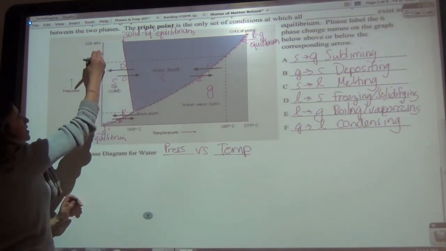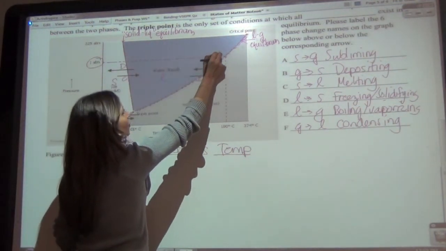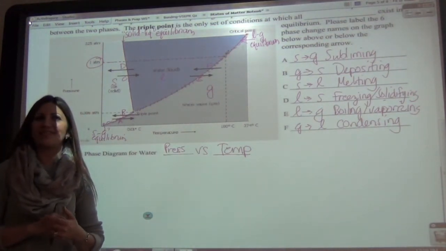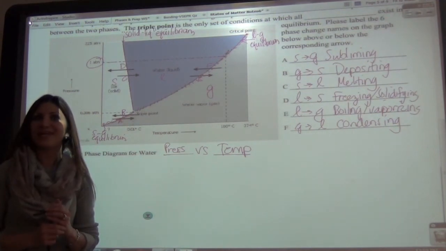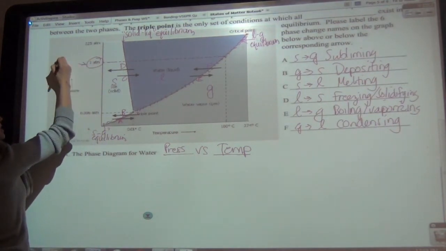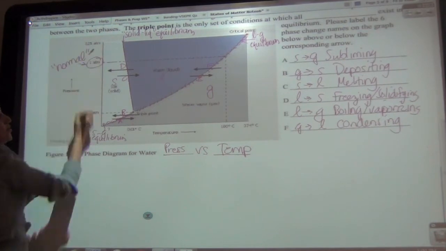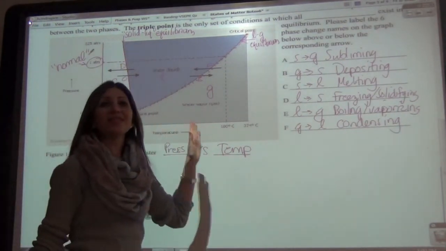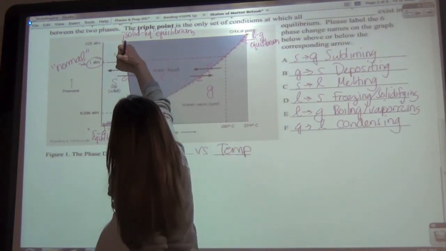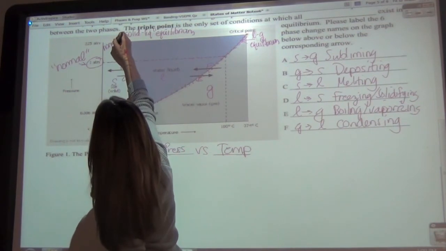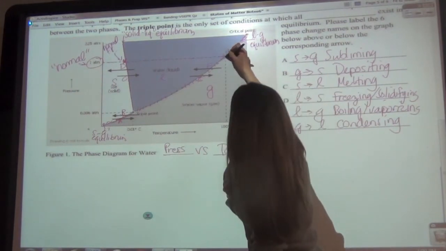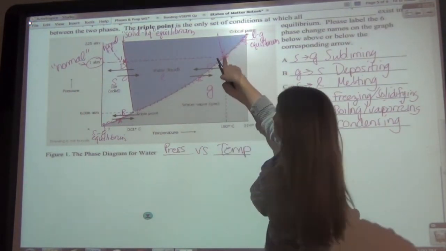So what's the significance of this dotted line that goes all the way across? What does 1 ATM represent? What word did we say? Atmosphere. Say it loud. Normal. Awesome. Remember when we said this is what would be called normal. So anywhere on this line you can get melting, but this point right here is called your normal freezing point or melting point. Okay? So what do you think this one right there is called?